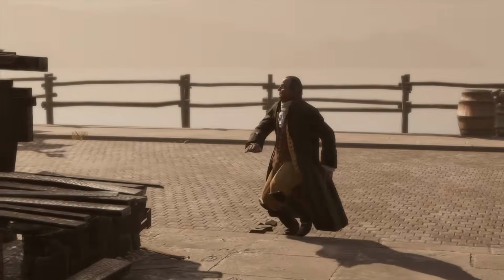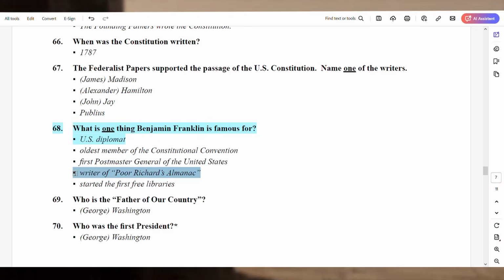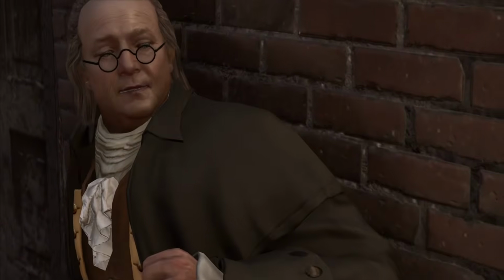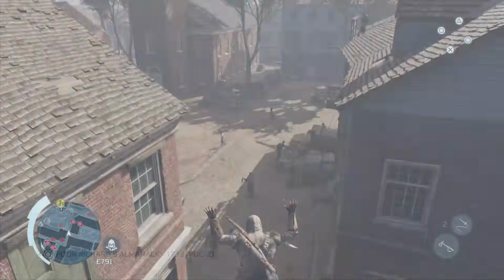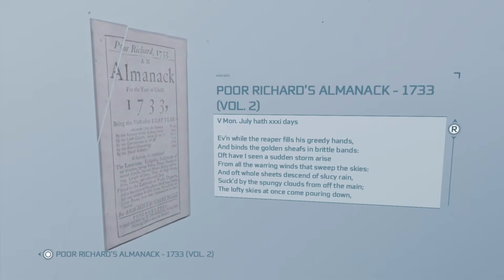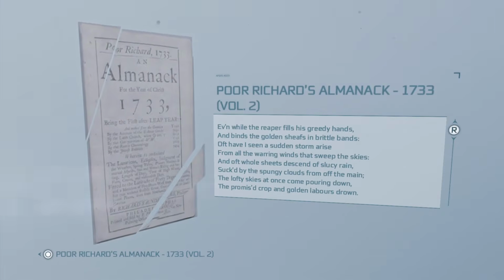One of the listed answers, though, is that he is known for being the writer of Poor Richard's Almanac. This is one that AC3 made all too easy to remember. You chase down almanac pages in the game to help Franklin restore his book. So, score. We learned something, we retained something.